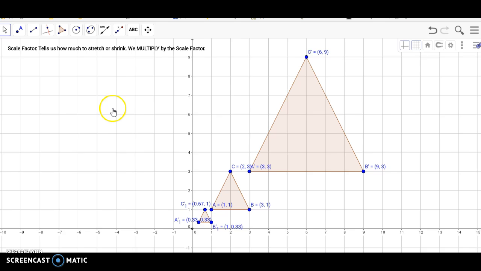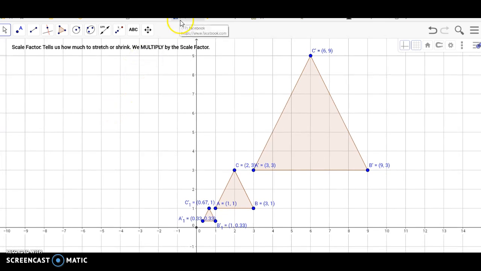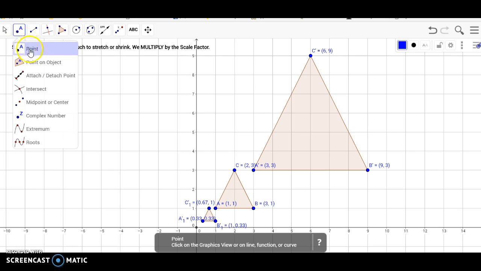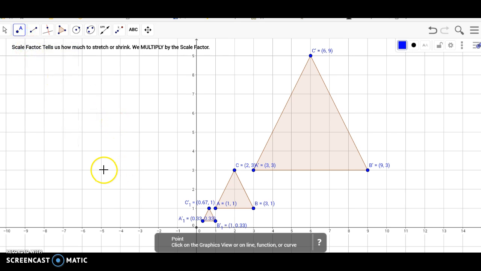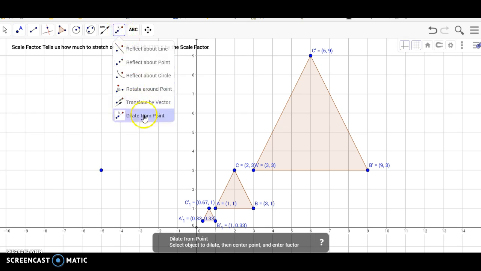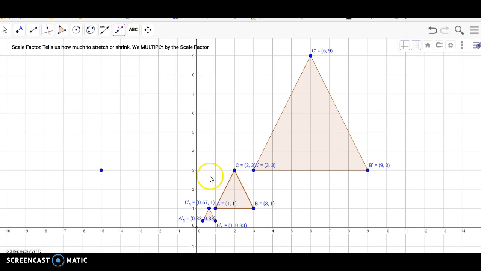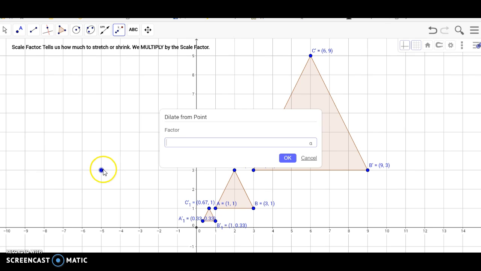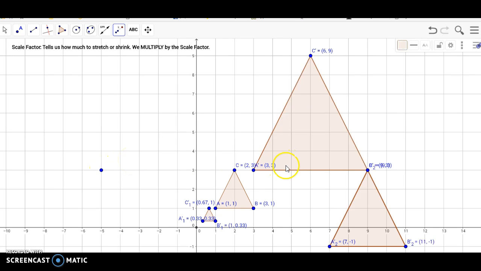Now I want to show you what happens when you dilate from a point other than the origin. It's still going to get larger. It's just going to put it someplace different. So I'm going to click here and go point. Let's just put the point out here somewhere. So again, I'm going to dilate my original, my pre-image, from a point here. Click my point. Let's have this one get 2 times bigger and say okay.